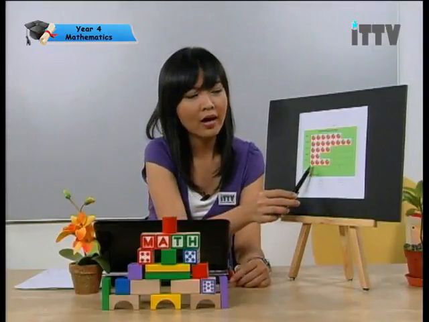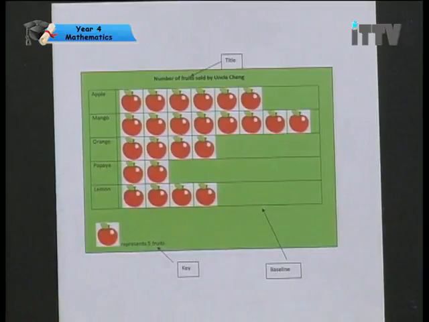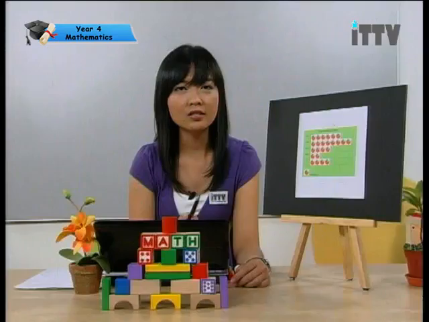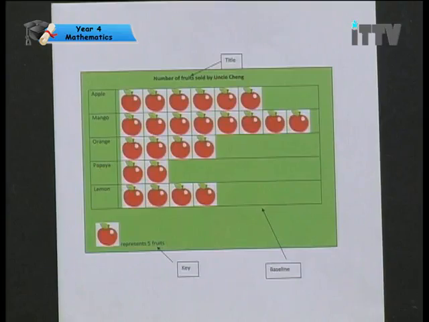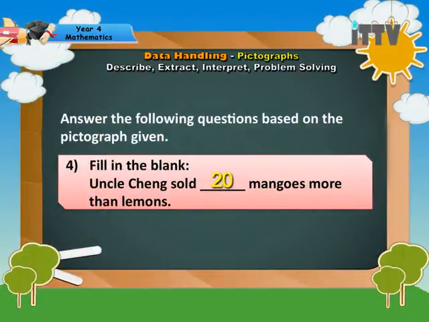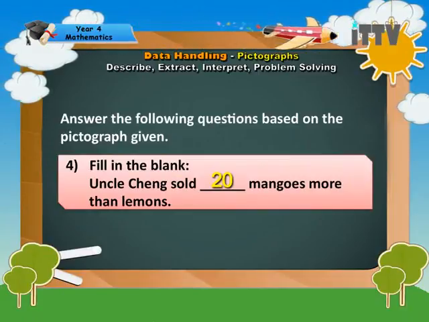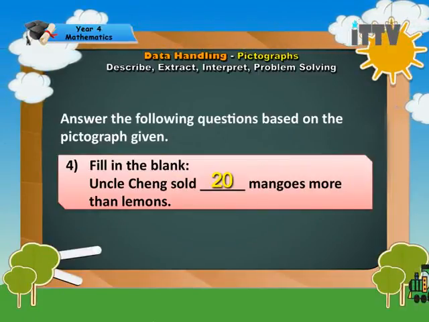Now what about lemons? Let's take a look. We have 1, 2, 3, 4. 4 pictures. 4 pictures is 4 times 5 fruits, which is 20 fruits. To calculate the difference, take 40 fruits for mango minus 20 fruits for lemons. So we have 20 fruits. So the answer is 20. Uncle Cheng sold 20 mangoes more than lemons.